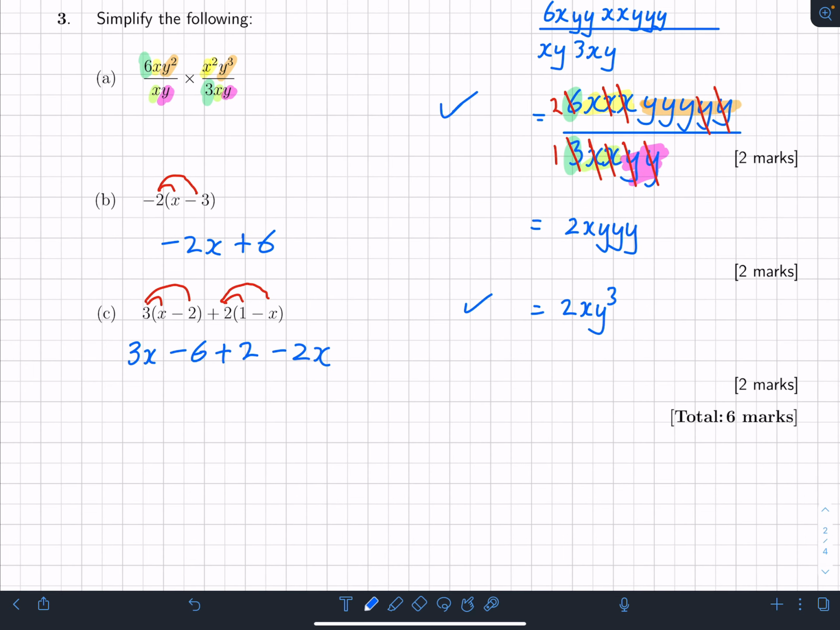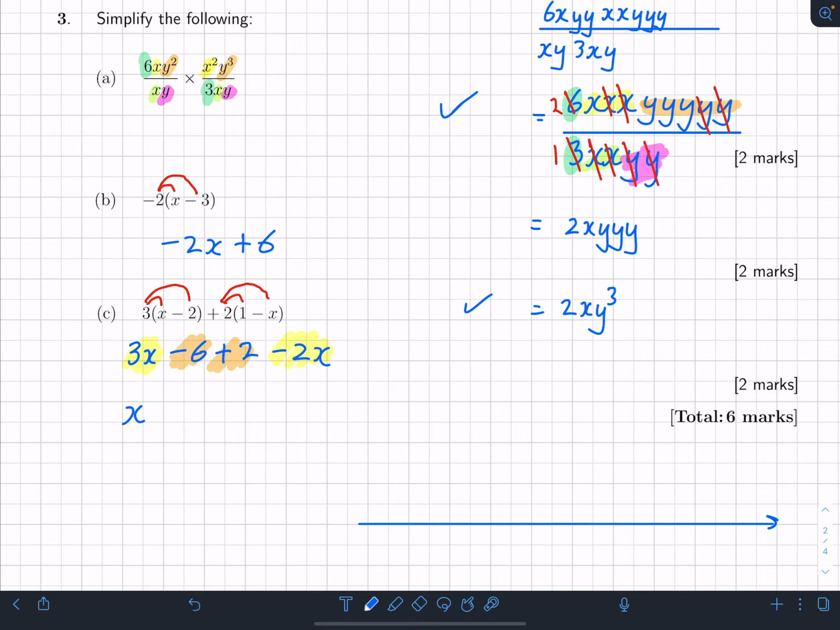Now we need to collect our like terms, so we can see here we've got a 3x and a negative 2x. So that will give us 3x minus 2x. That's 1x, which is x. And then secondly, we have a negative 6 plus 2. So minus 6 and then plus 2. Would that be minus 8 or minus 4? Negative 6 plus 2.